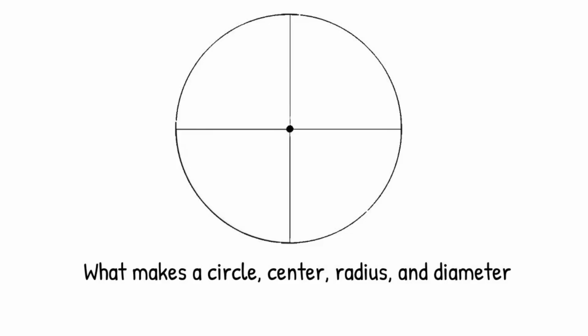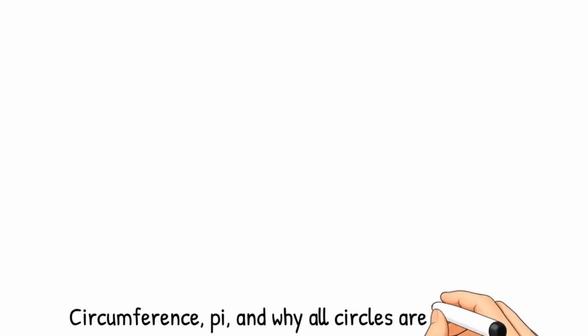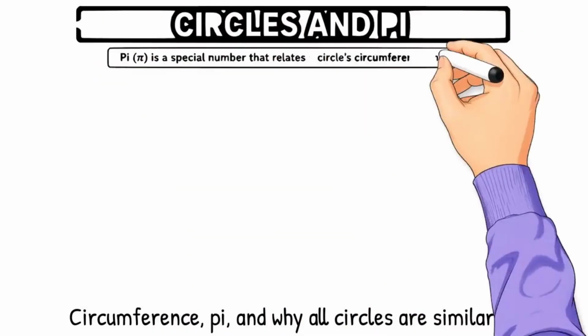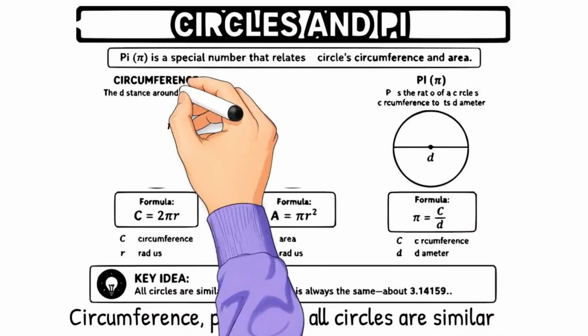If you double the radius, you get the diameter, which passes through the center and connects 2 points on the circle. The diameter is always the longest chord in a circle, and its length is exactly twice the radius. Several key facts about circles come from these basic parts.